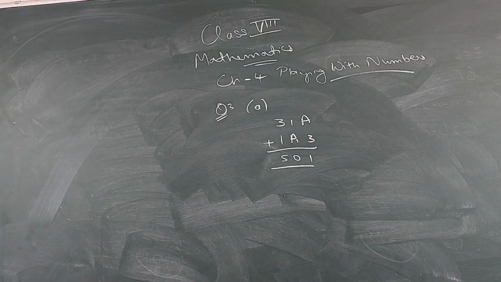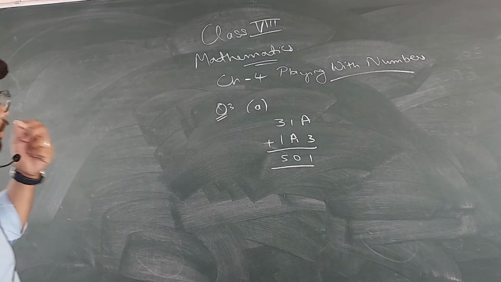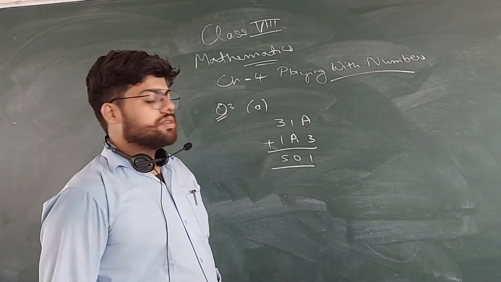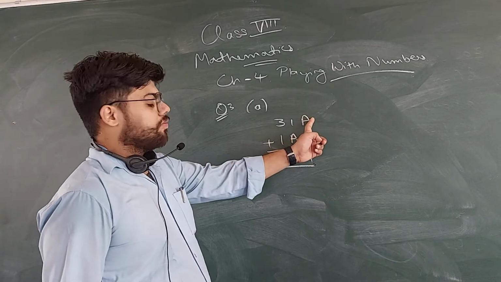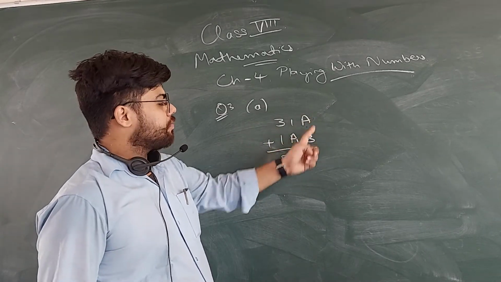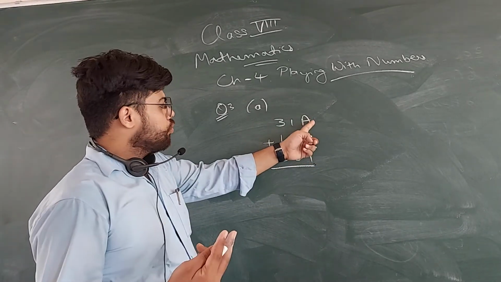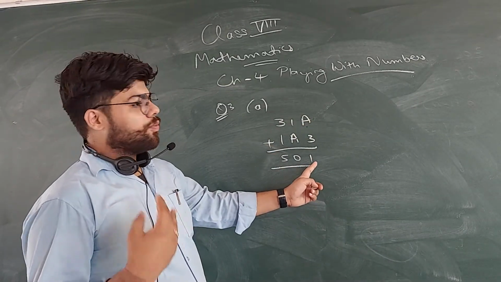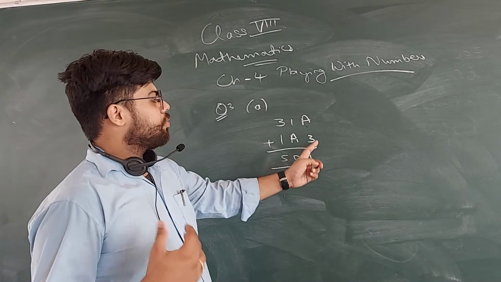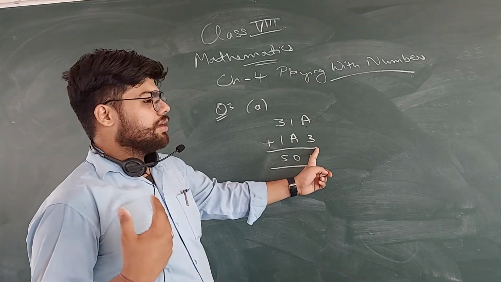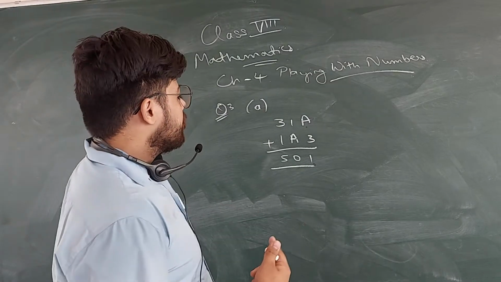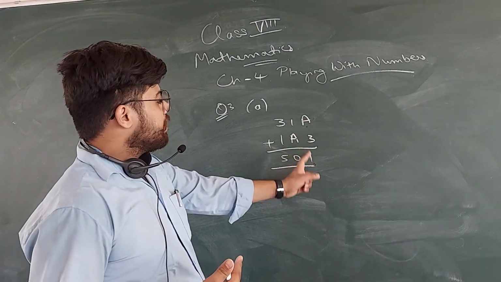We have to think about that. What is the value of A? Suppose I put 1 in the place of A: 3 plus 1 is 4. If I put 2, 5. If I put 3, then 3 plus 3 is 6. If I put 4, then 7. If I put 5, then 8. If I put 6, then 9. If I put 7, then 10. If I put 8, then 8 plus 3 is 11. 1 will be here and 1 will be carried.